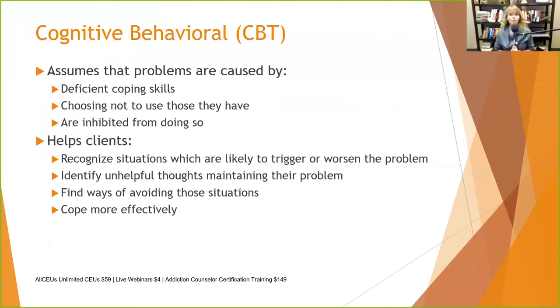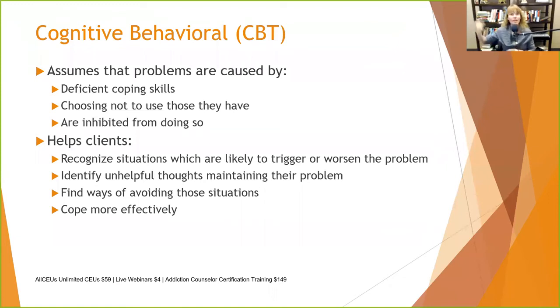So, brief therapy models. Cognitive behavioral assumes that problems are caused by deficient coping skills, choosing not to use the coping skills you have, which probably means they're not effective anyway, or are inhibited from doing so for some reason. So what prevents you from using that skill? What prevents you from counting to 10 instead of screaming at your spouse? Why are you choosing to scream at your spouse?